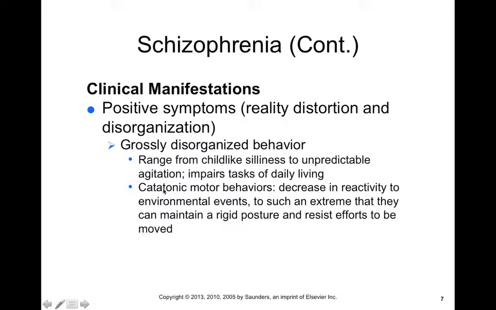Now, we may also see catatonic motor behaviors, and this is where you see a decrease in the reactivity to environmental events, where if there's a loud noise, they don't flinch. And it might be to such an extreme that they can maintain a rigid posture and resist efforts to be moved. So someone might switch into a catatonic state where they're so rigid and they just stay put that they can't be moved from their room to another place. And these can come and go. So catatonia isn't necessarily permanent, but they might find themselves in a catatonic state at some periods of time.